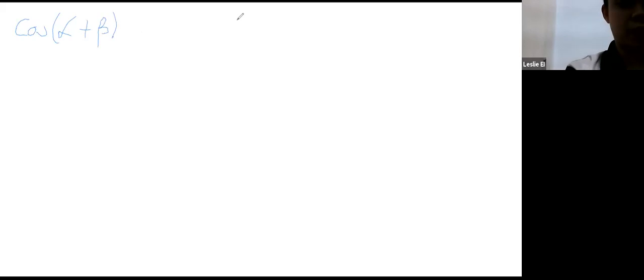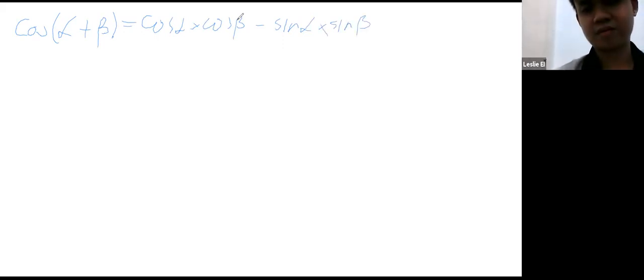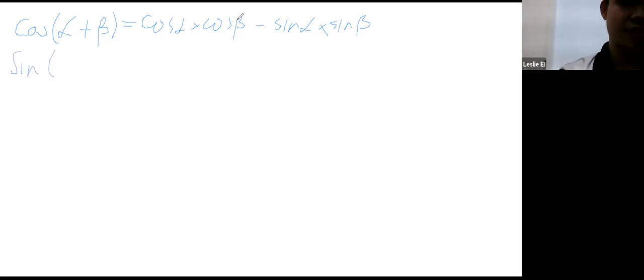This one, if you expand, is the same as cos alpha times cos beta minus sine alpha times sine beta. So if it is plus, it will become minus. That is the rule. If it is minus, it will become plus. So cos, cos, sine, sine. But if it is sine, then this one is plus minus, this one is minus plus. So it's the other way around.